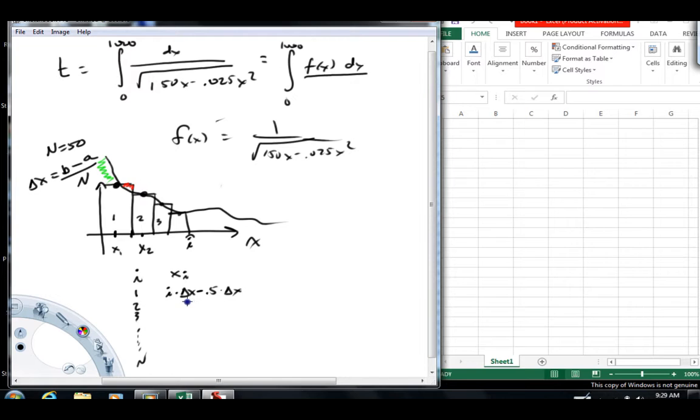The reason it's i times delta x: if you take a look at this rectangle, 1 delta x would put you right to here. But I don't want to be right here. I need to be at the center of this rectangle. So if I subtract half a delta x, that puts me right there.